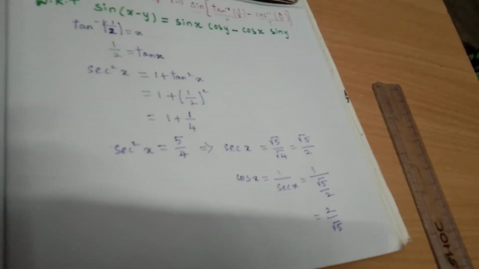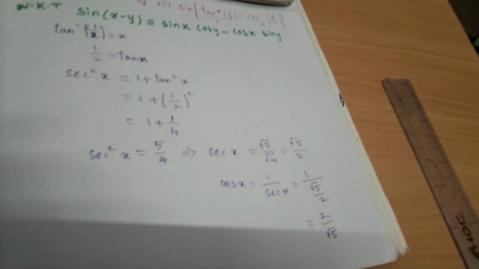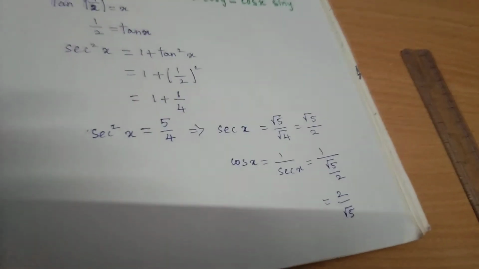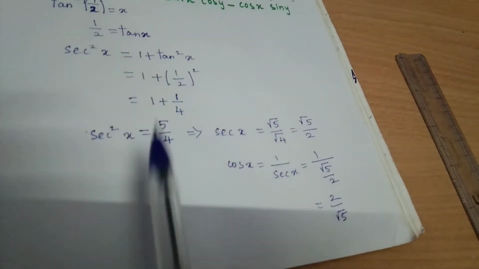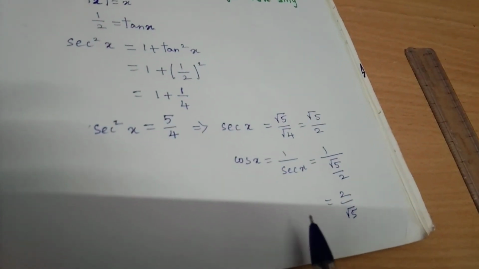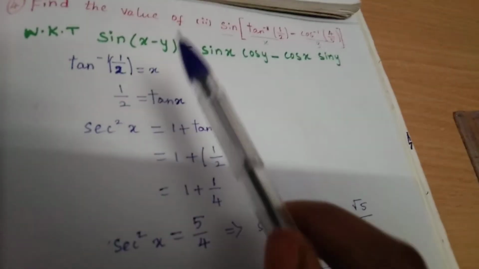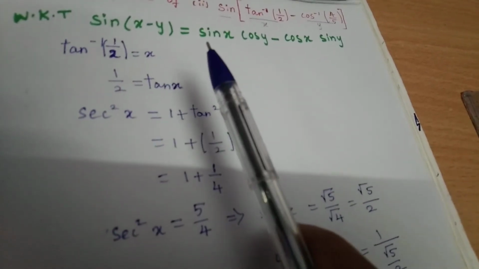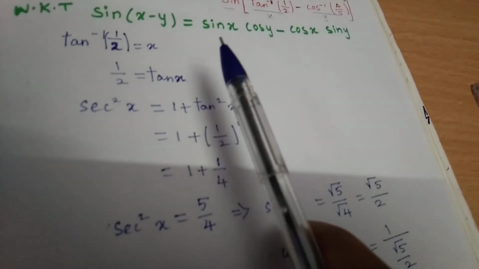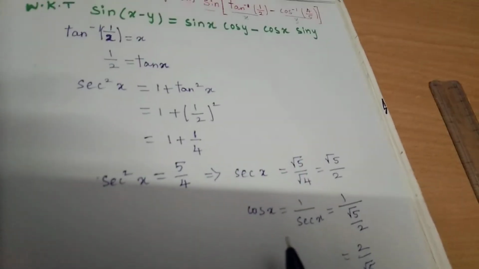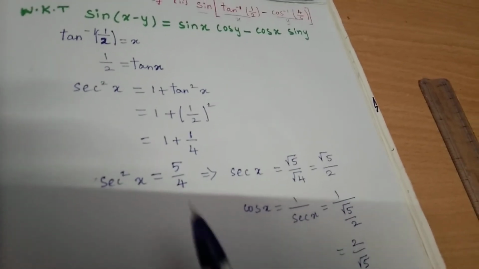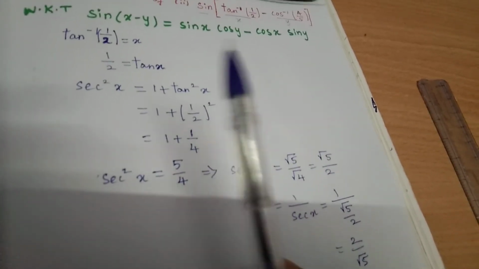Now we have found tan x, secant x and cos x. We need to find sin x cos y minus cos x sin y. So far we have found only cos x. The others, sin y, cos y and sin x, we will find next.